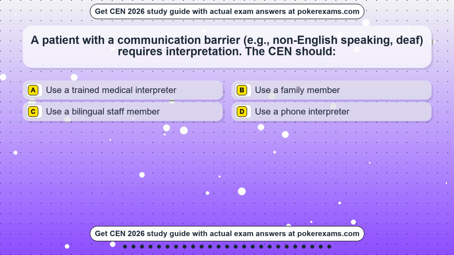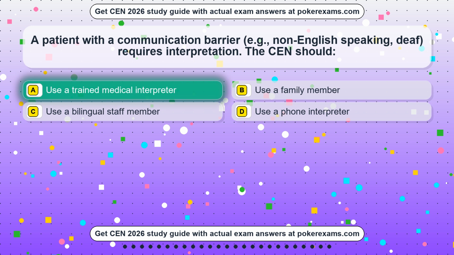Question 15. A patient with a communication barrier, e.g., non-English speaking, deaf, requires interpretation. The CEN should: Option A, use a trained medical interpreter. Option B, use a family member. Option C, use a bilingual staff member. Option D, use a phone interpreter. The correct answer is option A, use a trained medical interpreter.